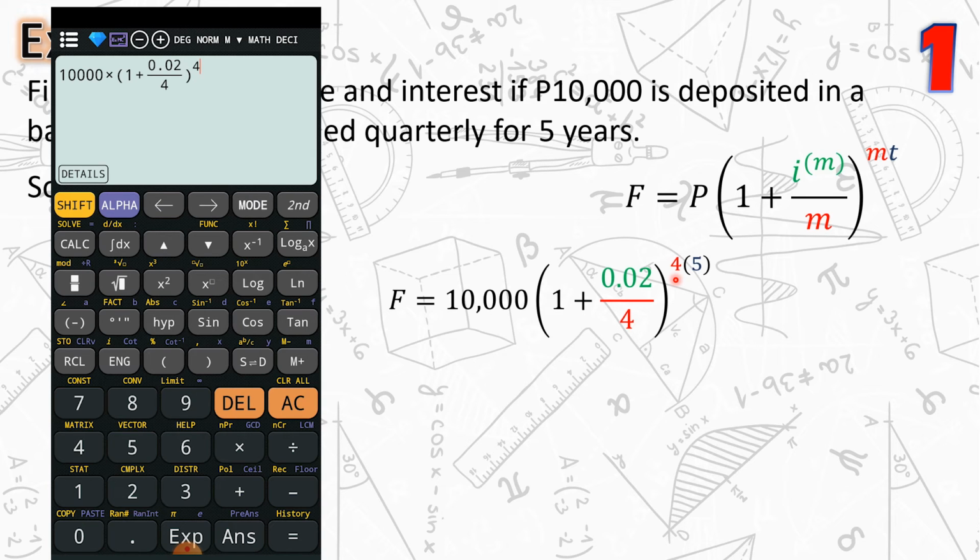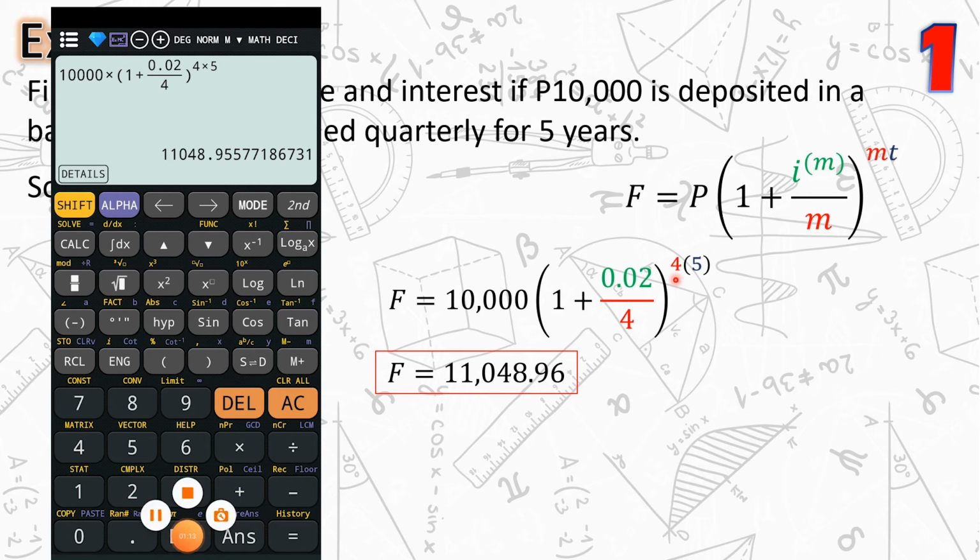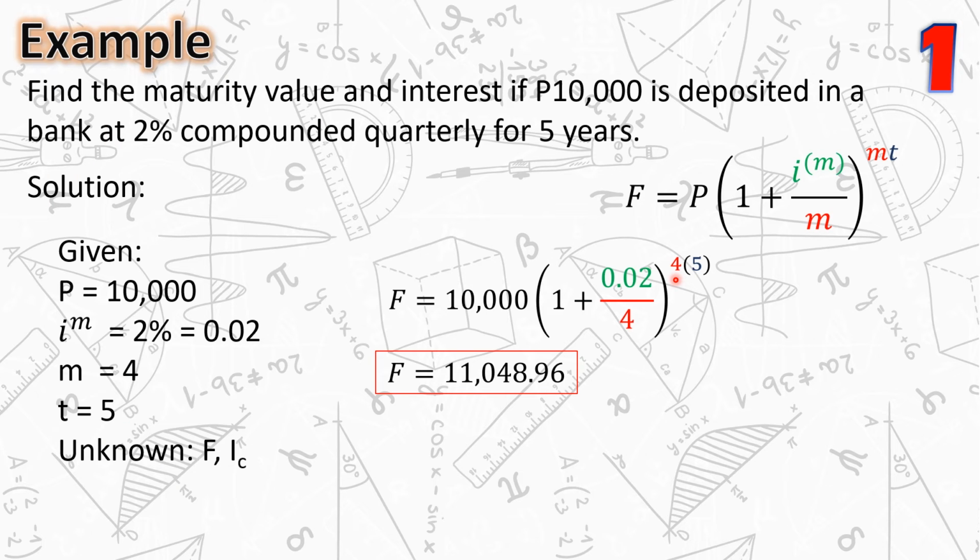After inputting the values, you just press the equal sign. So the amount is 11,048 pesos and 96 centavos. Since we are dealing with amount of money, all final answers must be rounded off to 2 decimal places. Now this is the computation when your calculator is a scientific calculator.